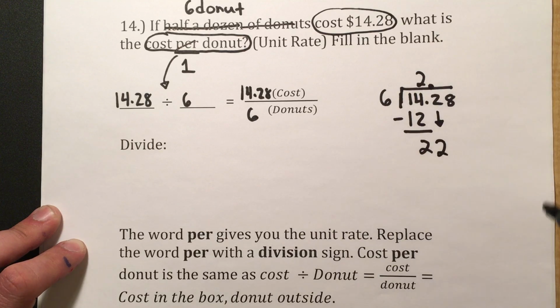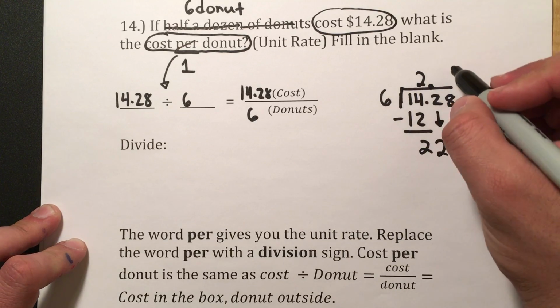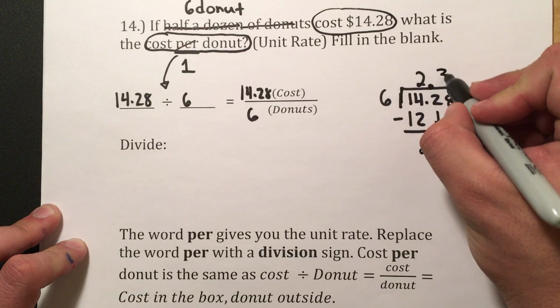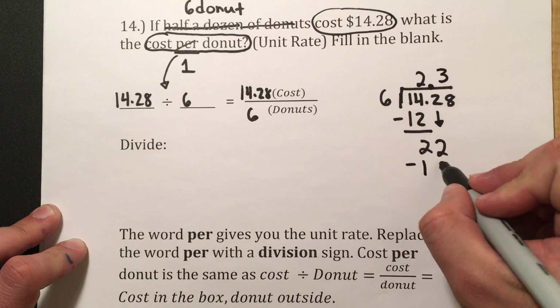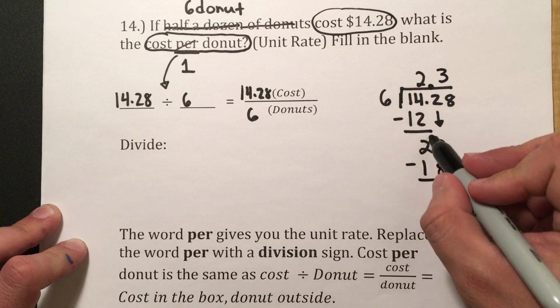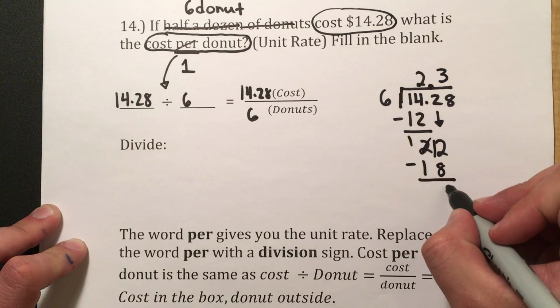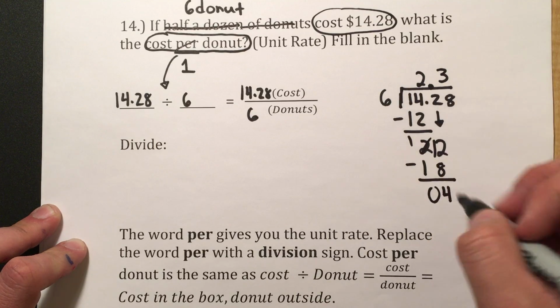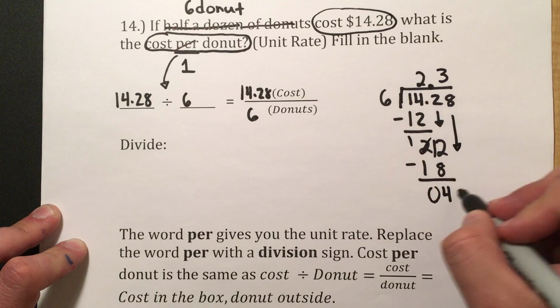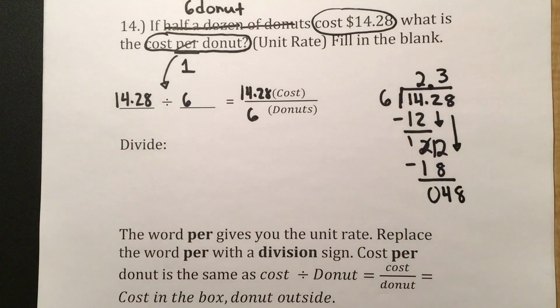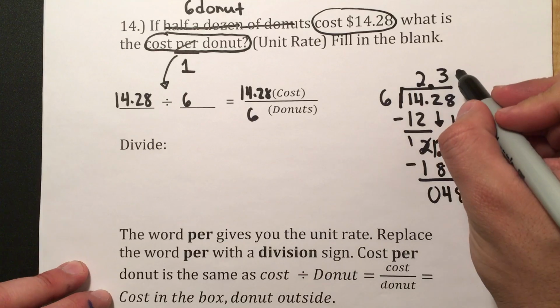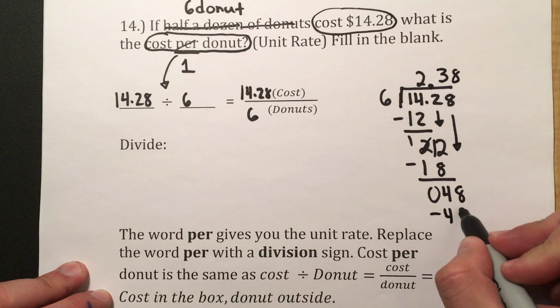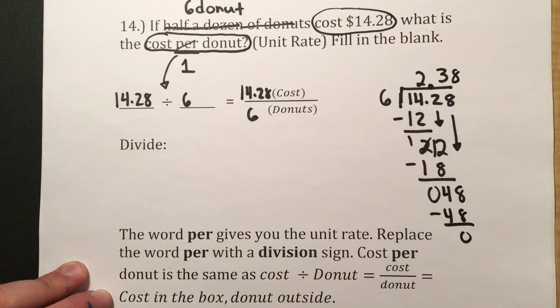How many groups of 6 go into 22? That would be 18, right? 6 times 3 is 18. 22 minus 18 is, borrow, 12 minus 8, that's 4. 1 minus 1 is 0. And let's bring that last 8 all the way down. How many groups of 6 go into 48? That is equivalent to 8. So we are left with a remainder of 0.